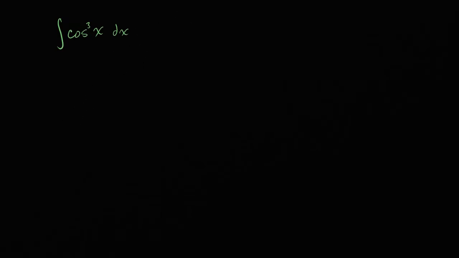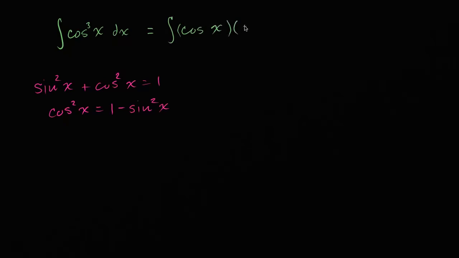Well, we know that sine squared x plus cosine squared x is equal to 1. Or if we subtract sine squared from both sides, we know that cosine squared x is equal to, let me write it this way, 1 minus sine squared x. So what would happen if cosine to the third power, that's cosine squared times cosine. Let me just rewrite it. This is the same thing as cosine of x times cosine squared of x dx.